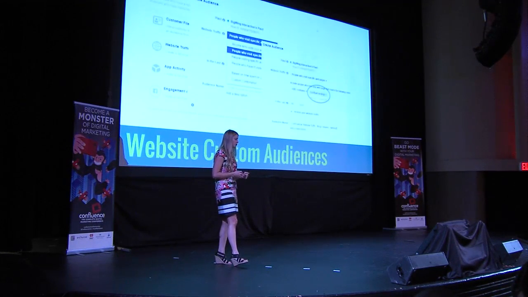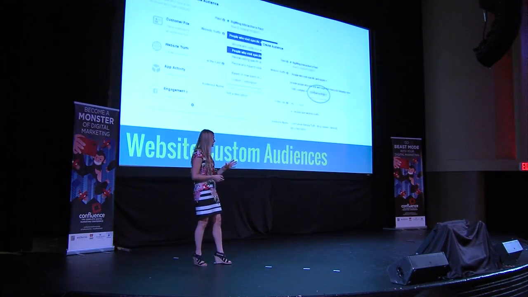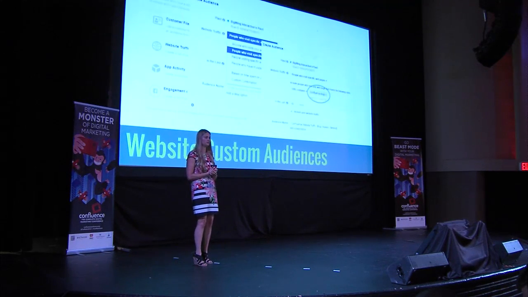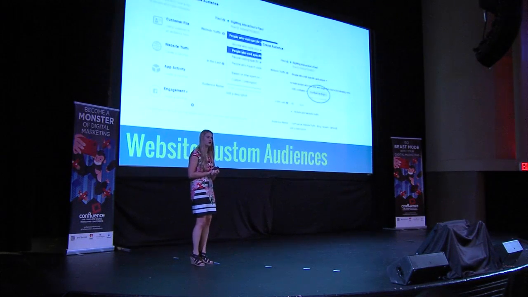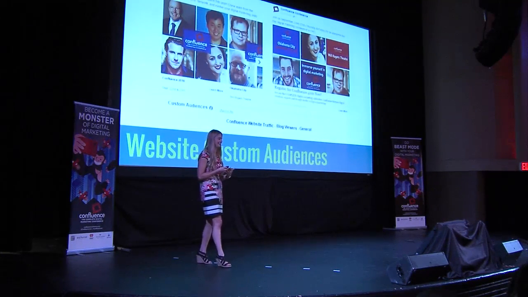So for this example, I chose to create a website custom audience of people that have been to the Confluence blog post page in the past 60 days. You can choose any duration from 1 to 180 days. So in this case, I wanted to create an audience of Confluence people that have seen the blog and been there in about 60 days. And then I served them these ads.